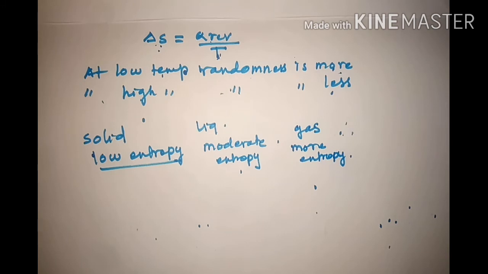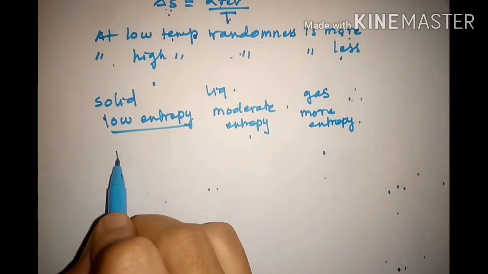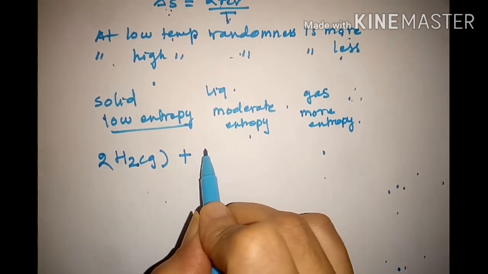If the number of gaseous molecules increases in forming the product, entropy increases. As there is an increase in entropy, the process would be spontaneous. Now if the number of gaseous molecules decreases in forming the product, entropy decreases and the process would be non-spontaneous. But this is not true everywhere. Whatever I just said can be explained by this reaction.